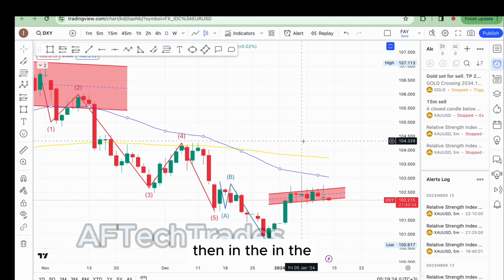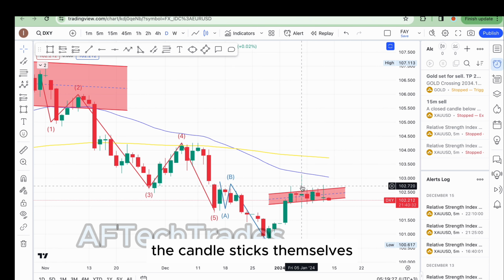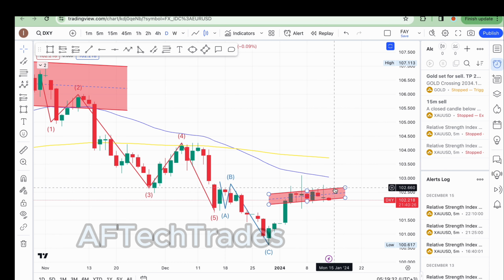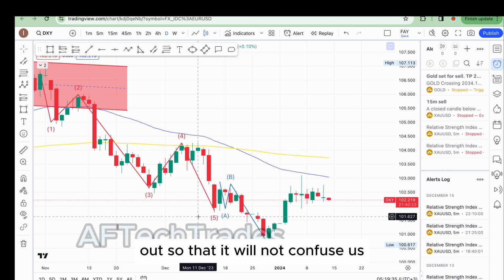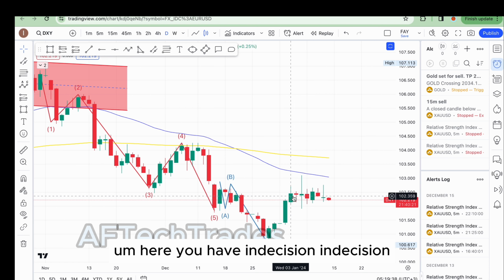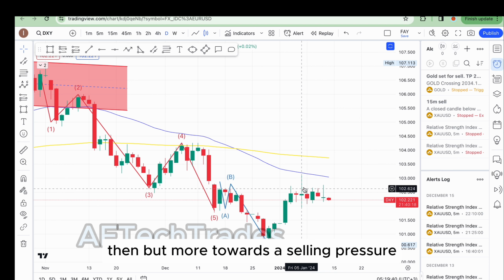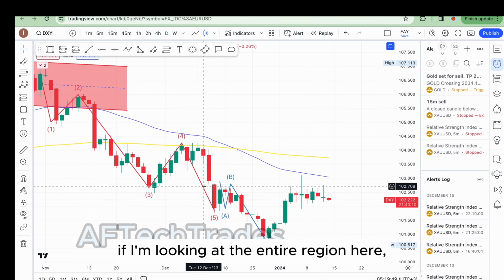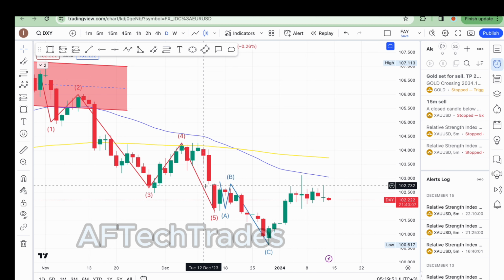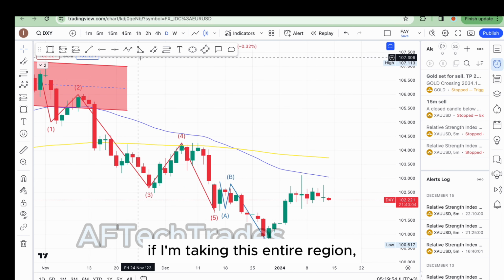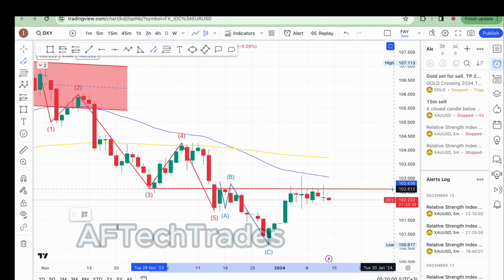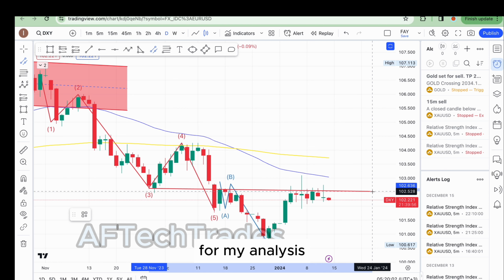Then in the candlesticks themselves, we see a lot of pressure here. Let me take this red out so that it will not confuse us. Here you have indecision, but more towards a selling pressure. And what does this tell us? If that is the case, if I'm looking at the entire region here, after the completion of this, let me take this entire region for my analysis.